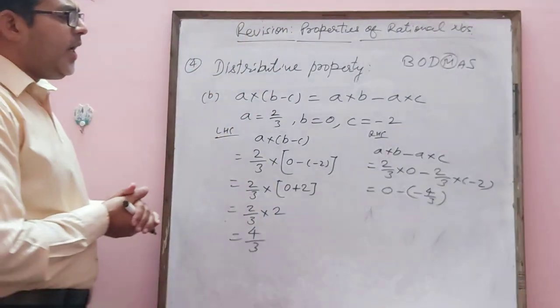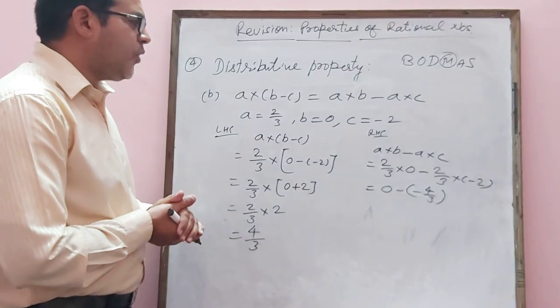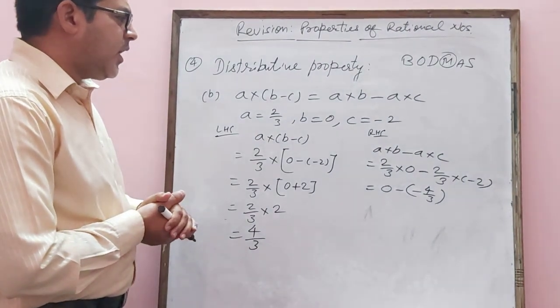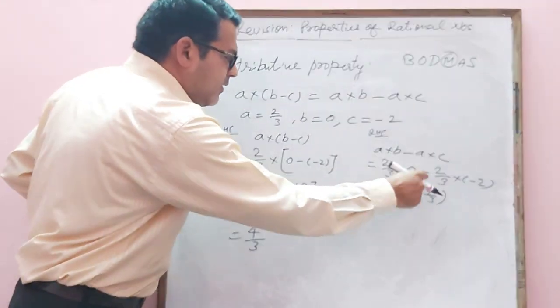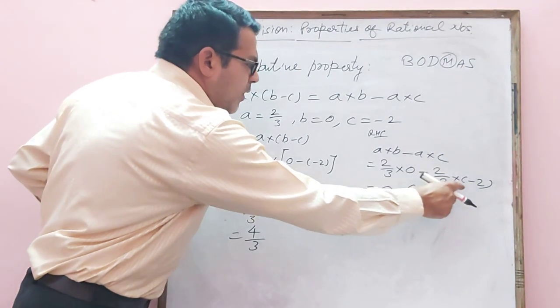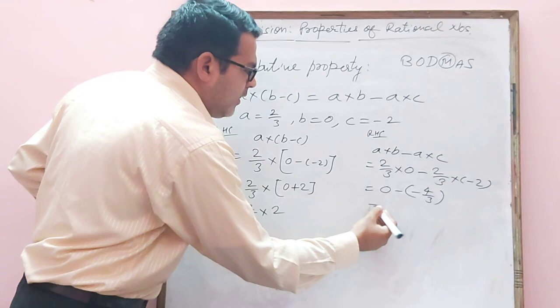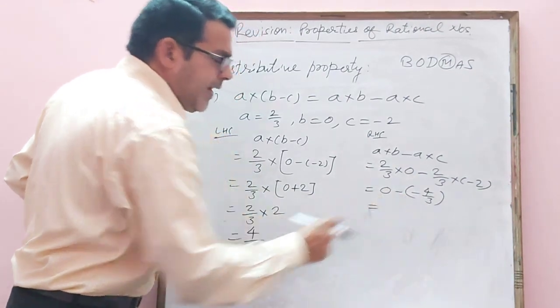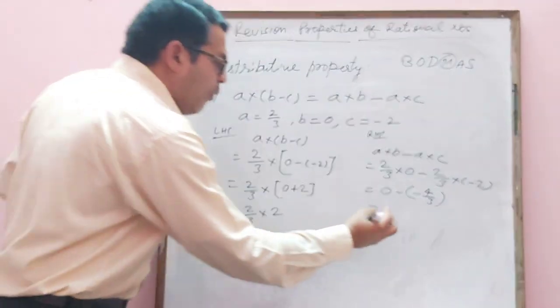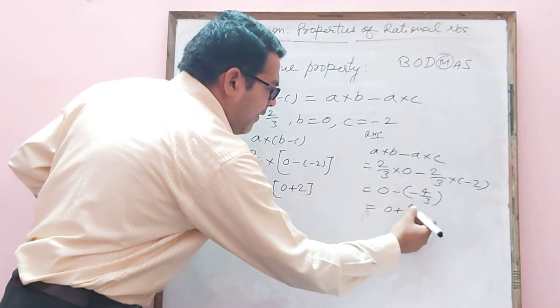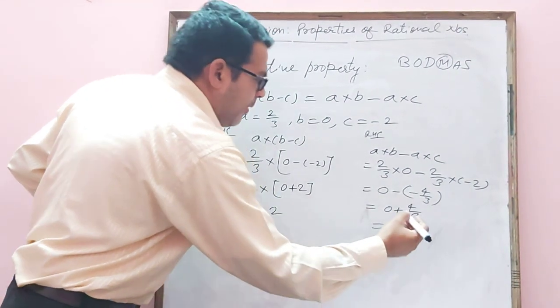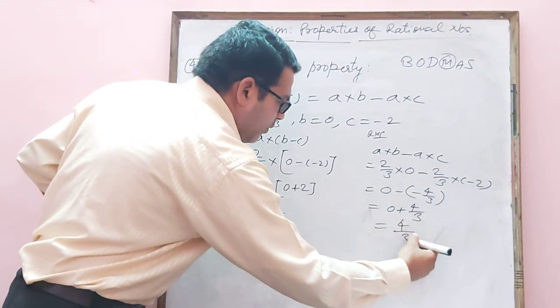When you multiply minus 2 by 3 with 2, the minus is just before. So when we multiply 2 by 3 with minus 4, we have here minus 4 by 3. Now the outside minus sign is already there. When you open this bracket, we will have here 4 by 3. After adding 0, we can write 4 upon 3.